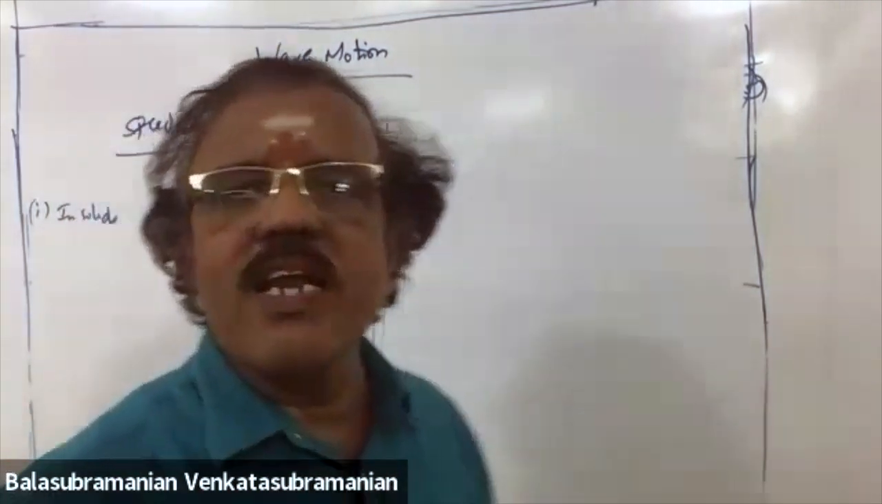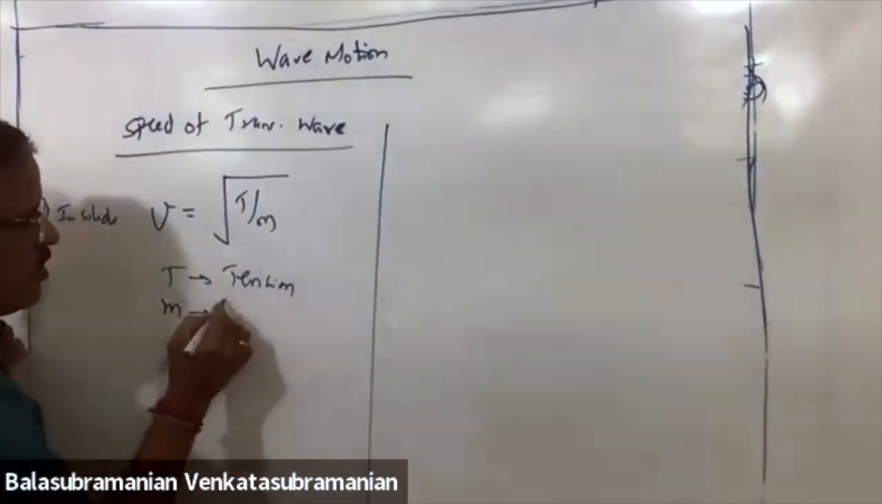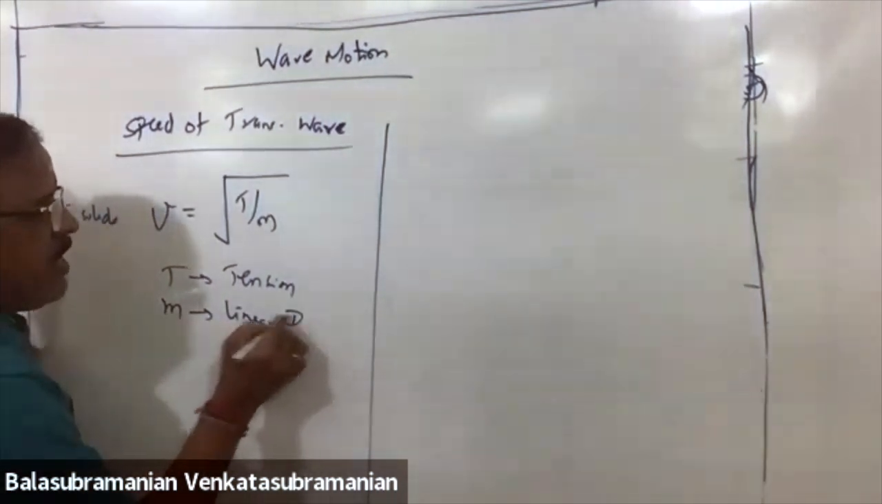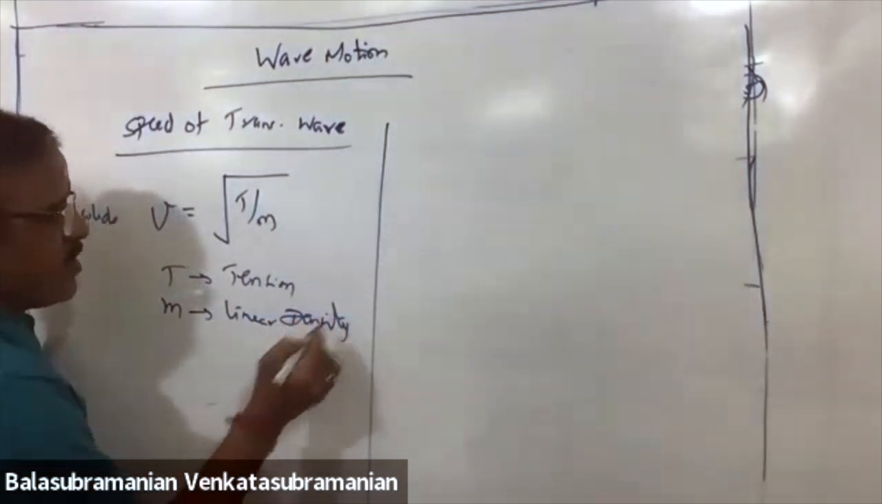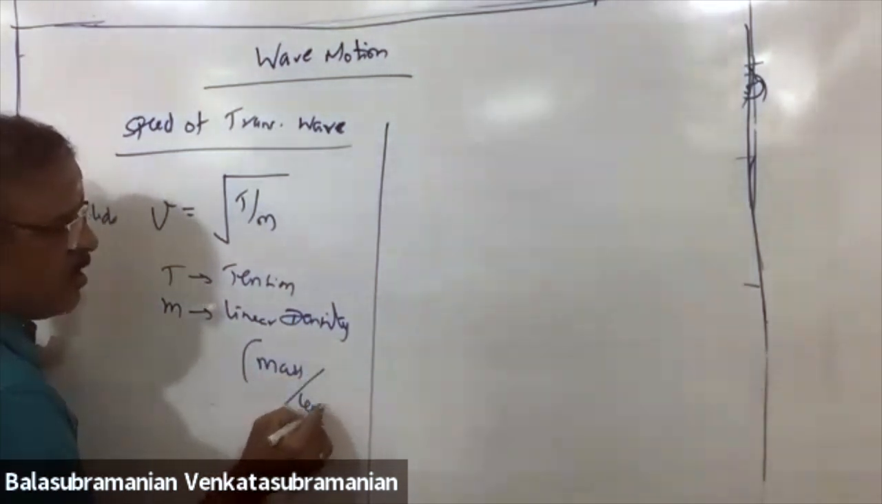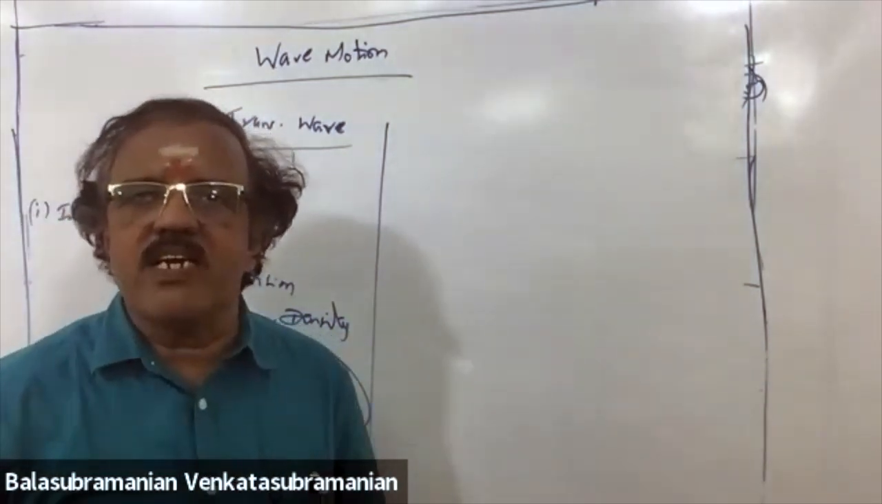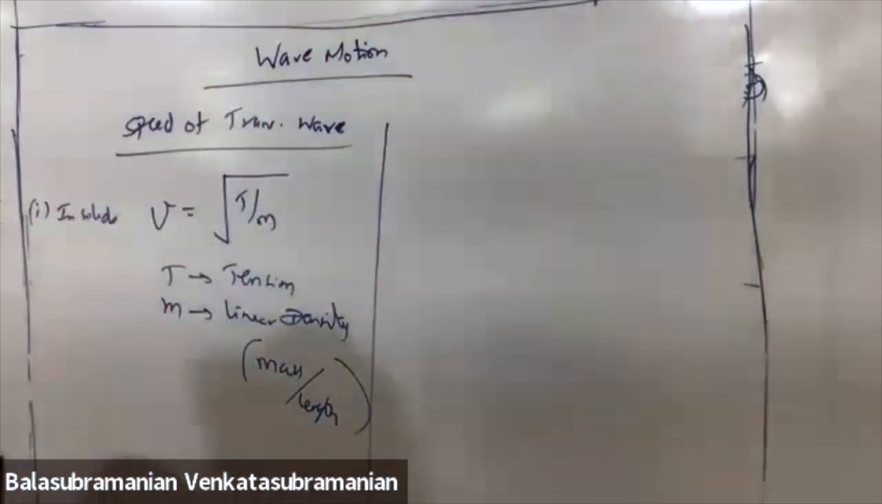m is called linear density. Linear density. Mass by length. Mass by length we call it as linear density. m.